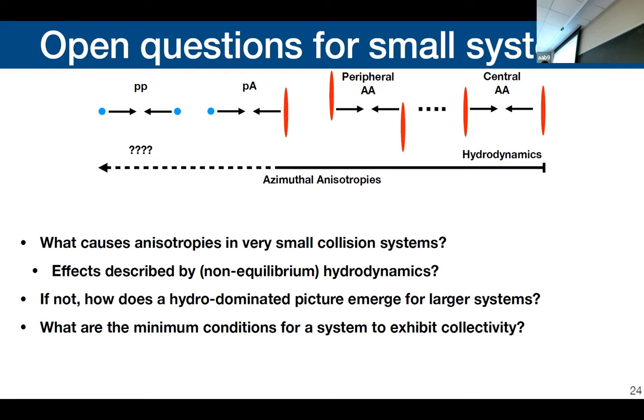And also, we'd like to know what are the minimum conditions to see the signal, because we see the signal in almost every system that we've studied. So is it always there? Can we turn it off? Right. So these are all really interesting questions.